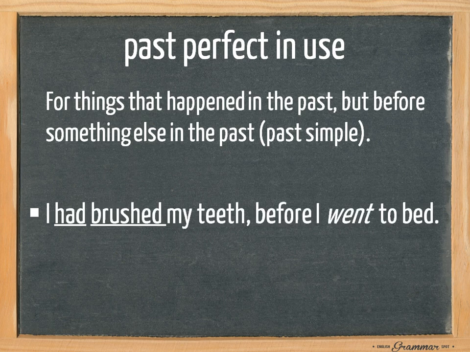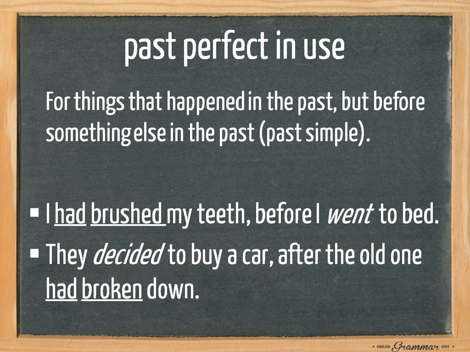For example, I had brushed my teeth before I went to bed. So first I brushed my teeth and then I went to bed, and both these things happened in the past. Another example is, they decided to buy a car after the old one had broken down. So first their old car broke down and then they decided to buy a car.